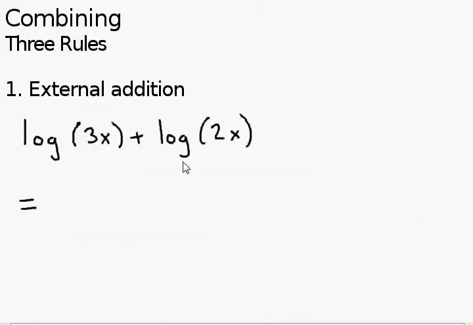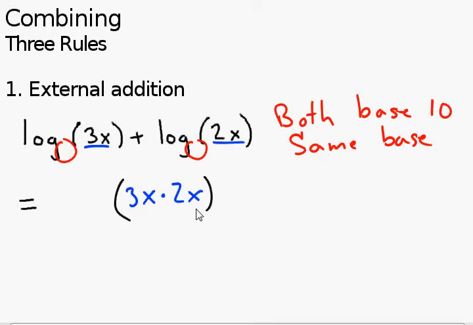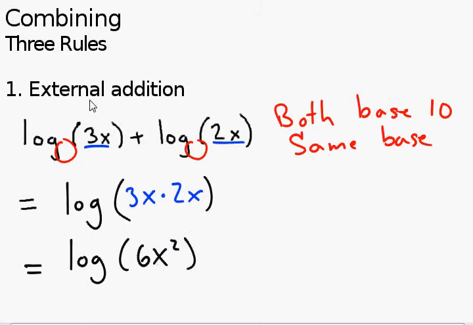Next, let's think about how to combine exponents. There's 3 rules for combining exponents. The first is what happens when you have two logarithms and you're adding them together, or external addition. Notice how both of these are common logs. These are both base 10. Or they have the same base. I'm going to take 3x, I'm going to take 2x, I'm going to multiply them together. 3x times 2x, and this will be inside a logarithm of the same base I started with, base 10. And this simplifies to the log of 3 times 2 is 6, x times x is x squared. Log of 6x squared.